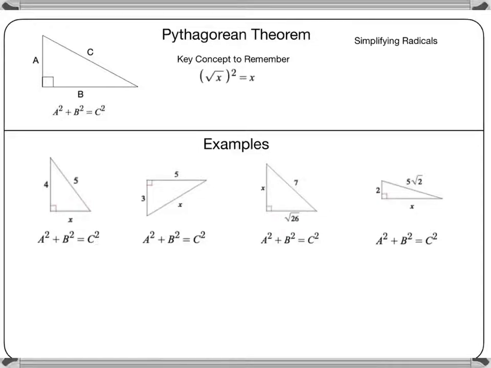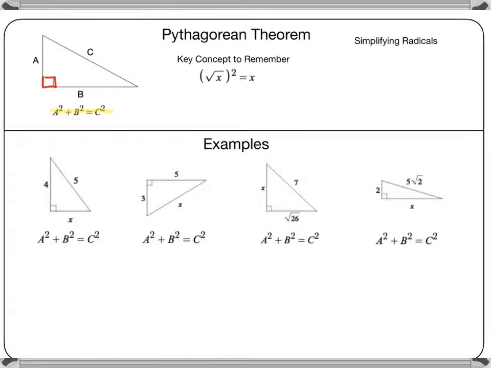Okay, this video is designed just to be a quick overview of the Pythagorean Theorem, and I think that we've all seen it before. It's a squared plus b squared equals c squared, where c squared is the longest side in a right triangle. Remember, it has to be a right triangle, okay?